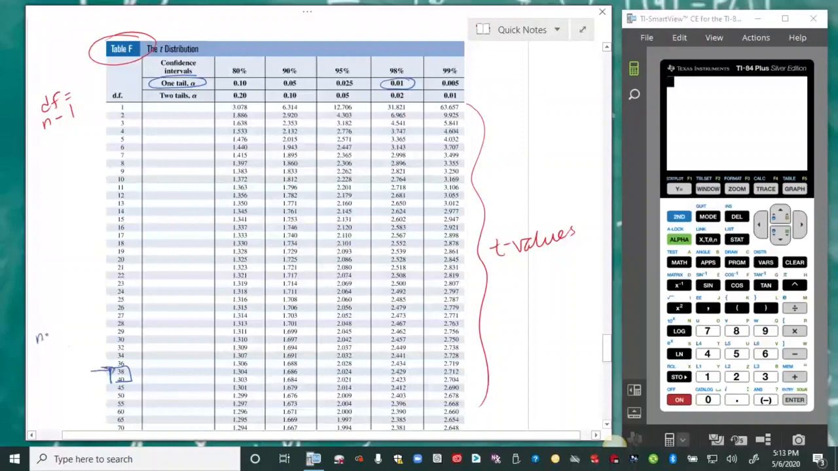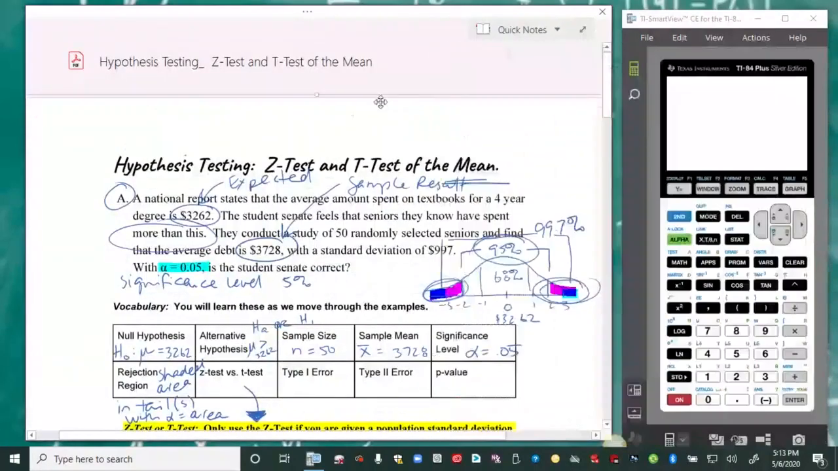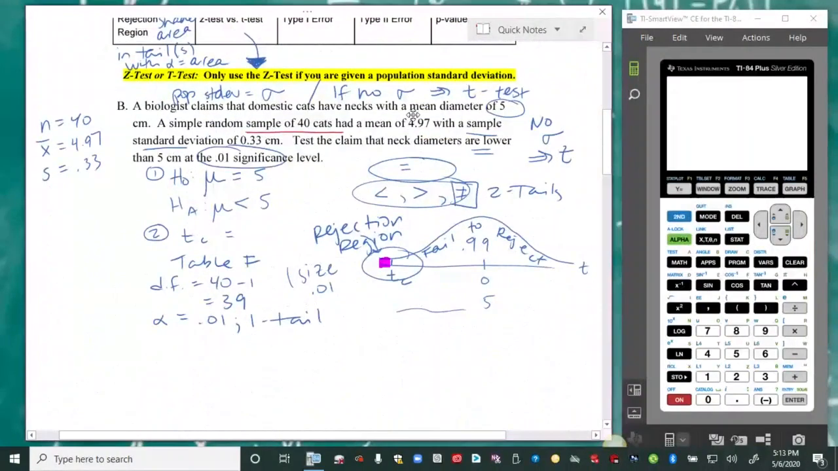I know that n minus 1 is 39, but we want to go lower to be conservative, so we're going to choose 38. If I take 38 and line this up, I end up with 2.429. That makes sense, right? Between 2 and 3 standard deviations away. So 2.429. Let's go back to our hypothesis test. Okay, so my critical value is 2.429.